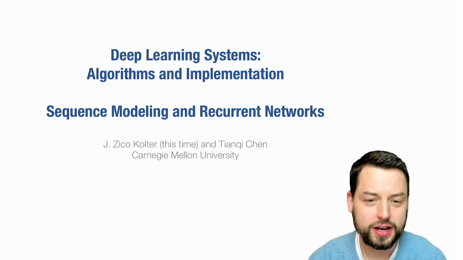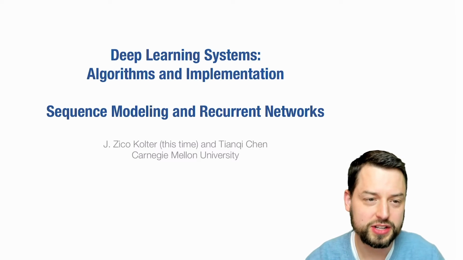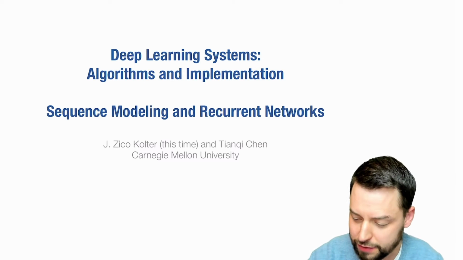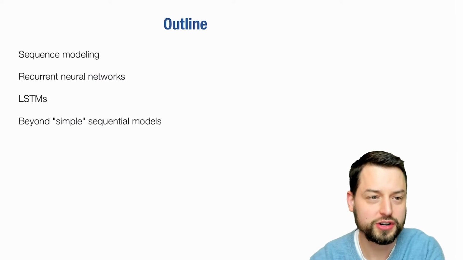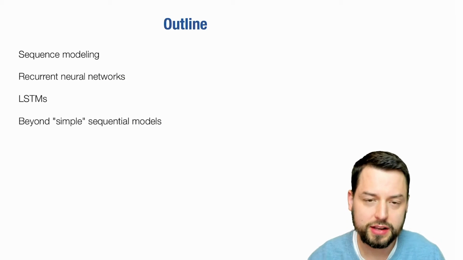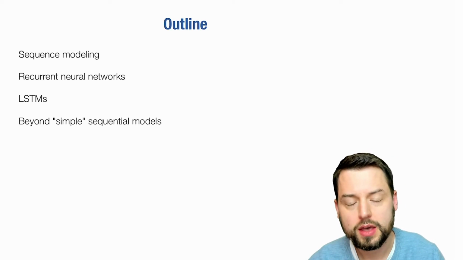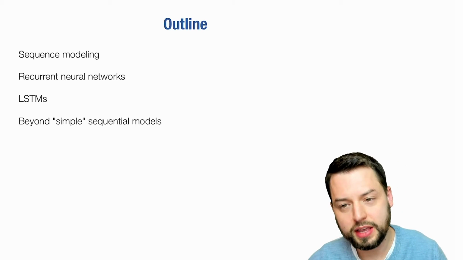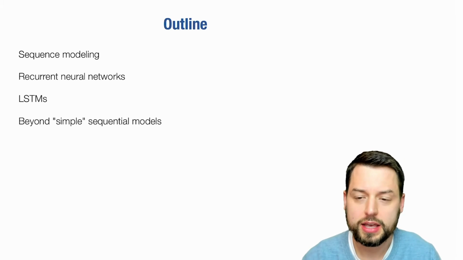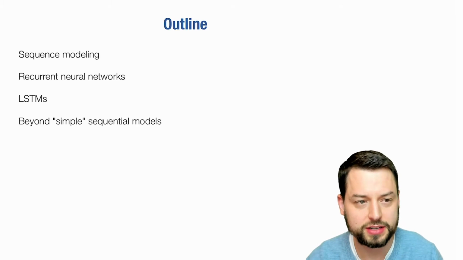Today, we're going to talk about our first of two lectures. This is sort of the more algorithmic lecture. Next will be the implementation lecture on sequence modeling and recurrent networks. So to give a quick outline for the lecture today, we're first going to talk about sequence modeling in the general case. How does sequence modeling differ from the types of machine learning problems we've been dealing with so far? Then we're going to talk about one particular method for handling sequence modeling in deep networks, namely recurrent neural networks, which is sort of a whole class of networks that we'll talk about today.